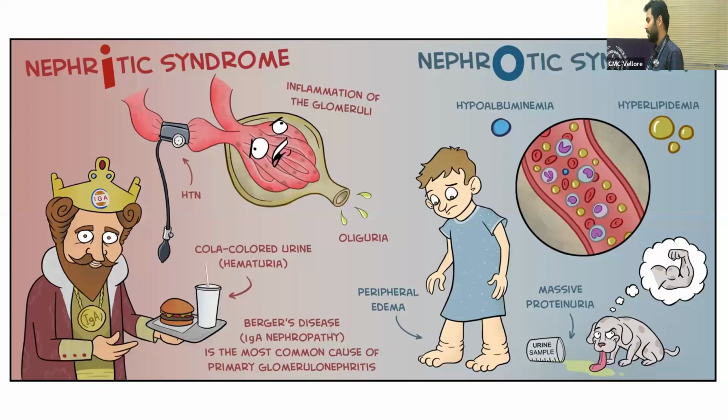Nephritic syndrome, as the name indicates, is due to inflammation of the glomeruli. Both are actually inflammation of the glomeruli, but nephritic syndrome is associated with very severe inflammation.